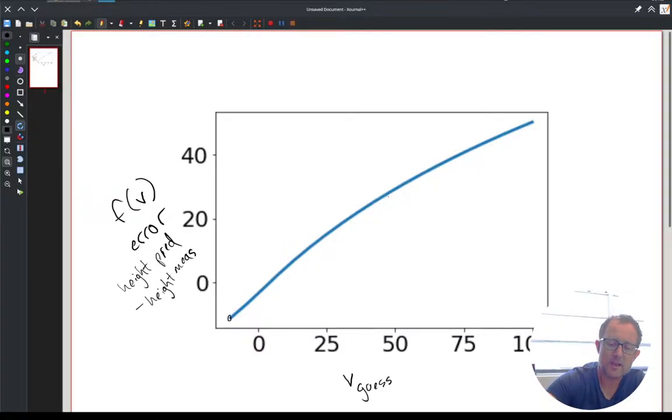So if my initial guess was like we're moving 50 meters per second, then I'm way off. Like I should have been down here at 0, but instead I'm up here at like 25. So a big error. So I would know somehow I need to move down, like get the error to decrease.